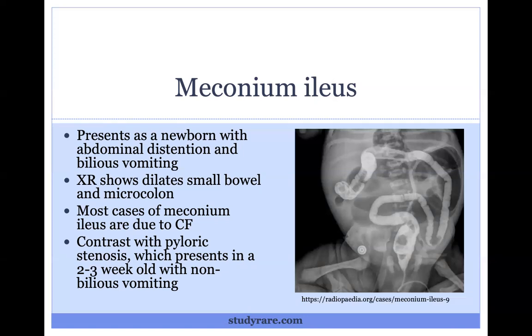I also want to contrast meconium ileus with pyloric stenosis, which presents typically in a 2 to 3 week old with non-bilious vomiting, not bilious, but non-bilious vomiting. And that does not have a well-established genetic etiology, but it's good to know about because both can present with significant vomiting and both are emergencies that need to be treated potentially surgically right away to save the life of the infant or newborn.